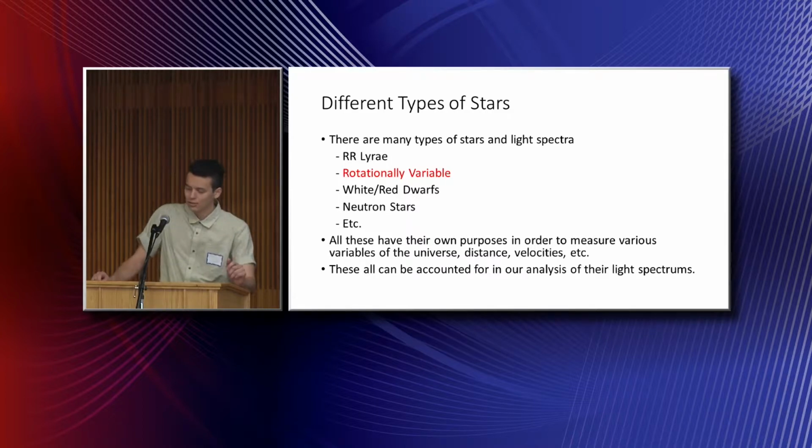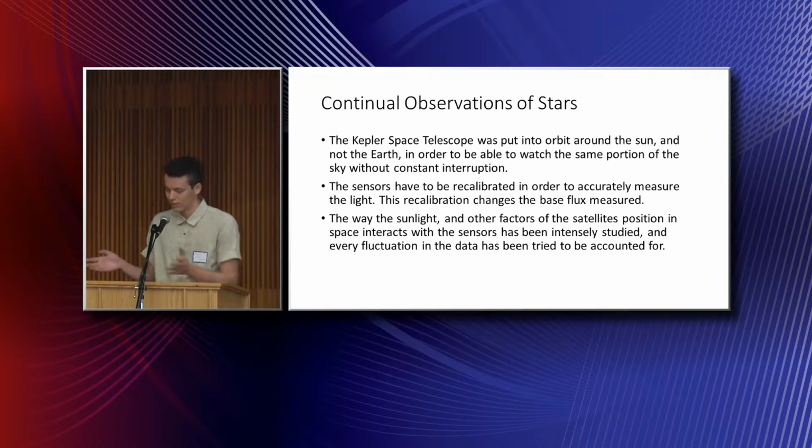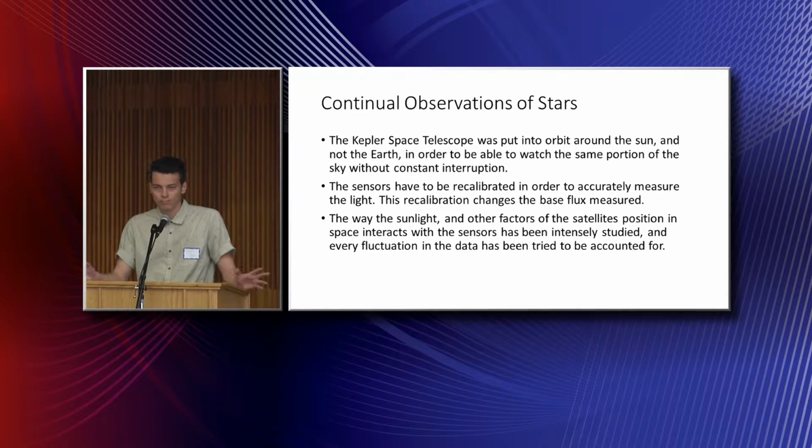All right, so the Kepler Space Telescope was put in orbit around the sun in order to ensure a more continual picture, with fewer interruptions. But even then, as it moves from one side of the sun to the other side of the sun, it has to be recalibrated so that the picture that it's taking is still focused in the same area of the sky. And because of the way that background light and sunlight interact with the sensors, every few hundred days, it does have to be recalibrated. So there are gaps in the data, and every fluctuation in the data has been accounted for by either hardware failures or background light.